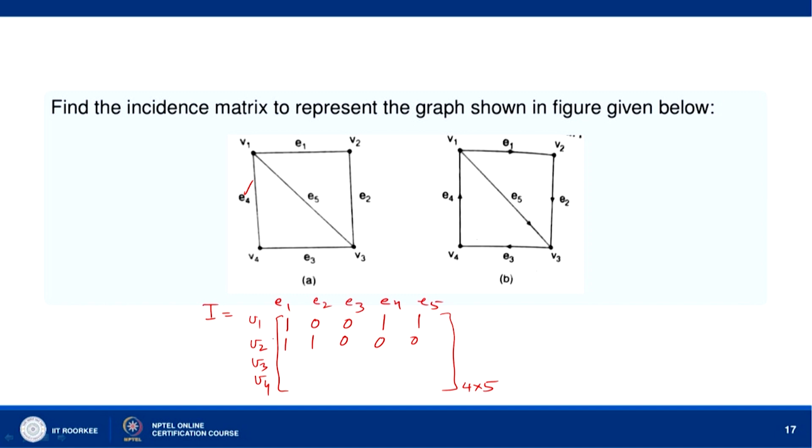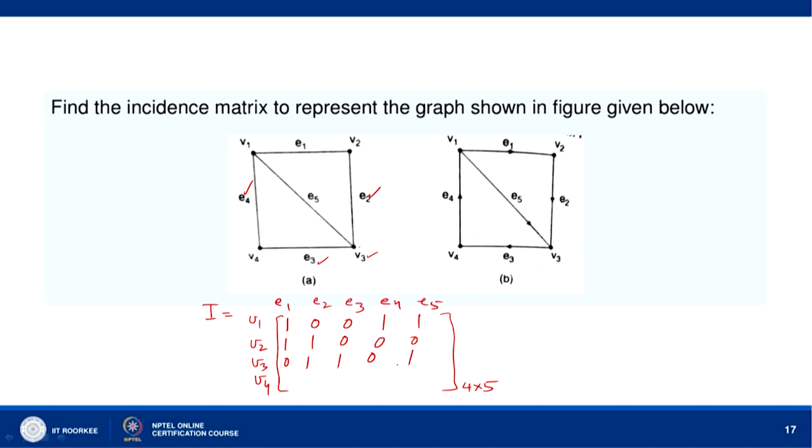Then E1, is it incident on B3? No, E1 is not incident on B3. E2 is incident on B3, yes, E2 is here, B3 is here, so we will get value 1. E3 is incident on B3, yes, E3 is here and B3 is here, so we get 1 here. Then E4 is incident on B3? No. Then E5 incident on B3?